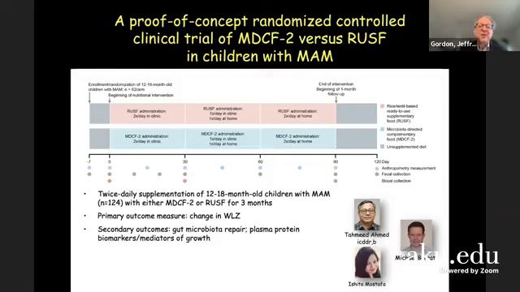So a larger powered, longer study was performed. Again, children 12 to 18 months of age with MAM living in Mirpur, twice daily administration of either RUSF or one of the MDCFs, specifically MDCF2. Over this 3-month period of time, fecal samples, anthropometry, and plasma was obtained. And at the end of the period of time, we looked for a change in the primary outcome measure, which was WLZ.